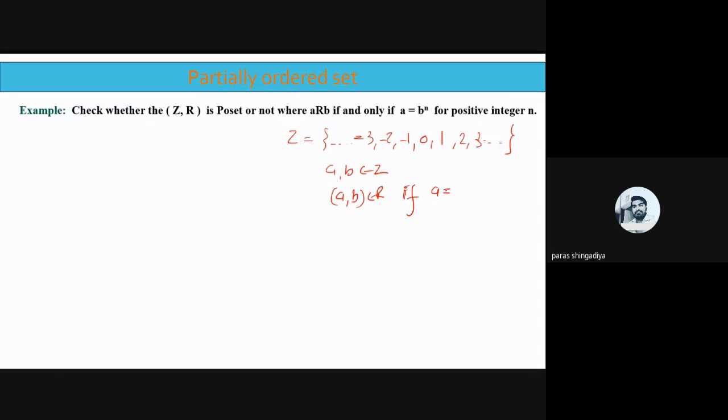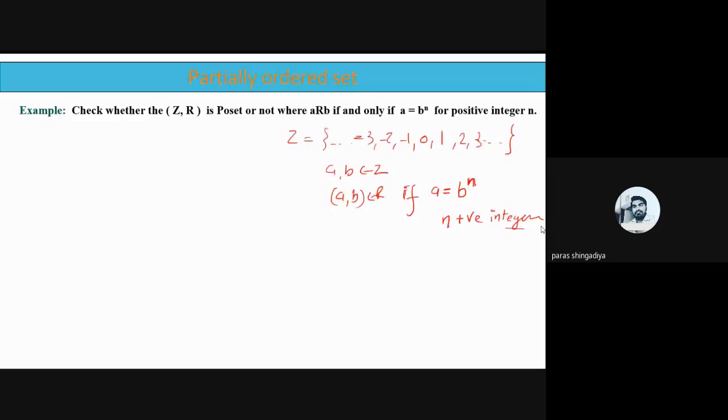a can be written as b raised to n. Two numbers are considered from Z, and we say that the pair (a, b) belongs to the relation if a can be written as b raised to n, where n should be a positive integer, meaning 1, 2, 3, 4, 5, and so on. The power should be a whole number; we cannot consider 1/2, 0.5, 0.6, and so on. Clear?